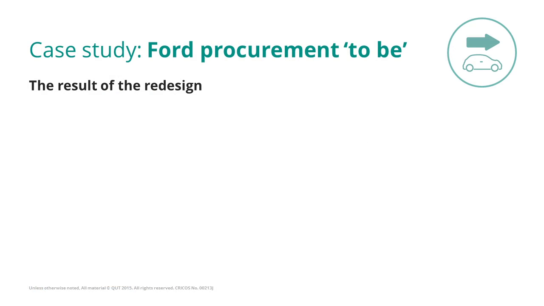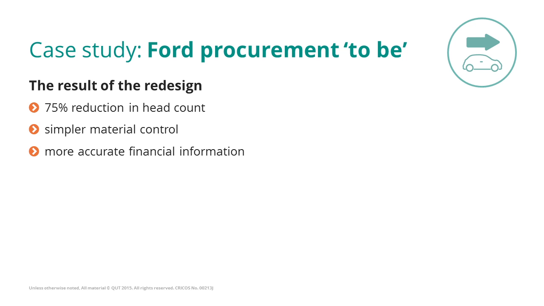The result of this redesign at Ford was a 75% reduction in headcount, making it more comparable to the Mazda case. In addition to this direct benefit, which was actually the main intention, there were some side benefits. There was a simpler process for controlling the materials, as we had a shared database where we could see all the outstanding purchase orders, what has been ordered, what has not yet been ordered. More accurate financial information, as we are not storing purchase orders or invoices that do not match with each other. Everything when it's stored is matched.